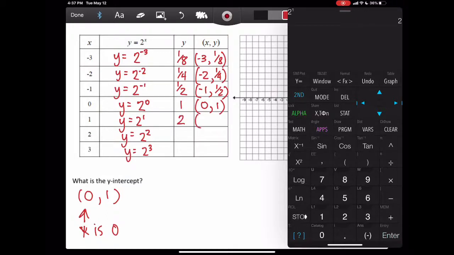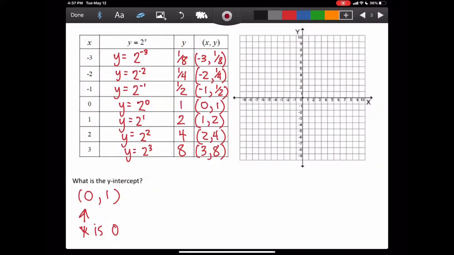So I have the point (1, 2). 2 squared gives you 4. I have the point (2, 4). And then 2 raised to the power of 3. It's going to give you 8. So I have the point (3, 8). Now, just like the one from before, I would not ask you to plot points that have a fraction, so I'm not going to worry about those. I'm just going to worry about the ones that I can actually put a point on my graph for.